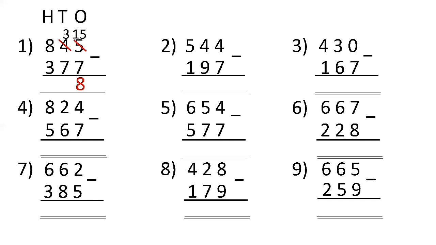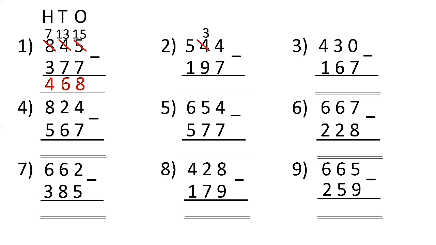3 minus 7 cannot be, so we need to borrow in hundreds place. Cancel 8 becomes 7. And 3 becomes 13. 13 minus 7, that is 6. And 7 minus 3, that is 4. So our answer here is 468. Number 2, 544 minus 197. We cannot subtract 4 by 7, so we need to borrow in the tens place.